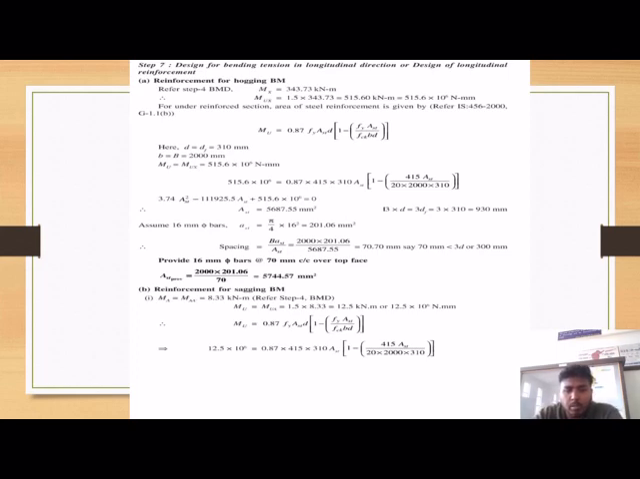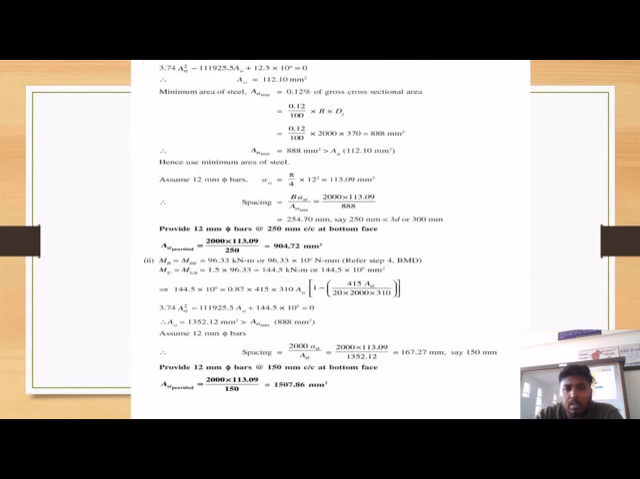Reinforcement for sagging BM. MA is equal to MAA into 8.33 kilonewton meter. Mu is equal to 0.87 fy Ast d (1 minus fy Ast divided by fck b d) = 12.5 into 10 to the power 6 = 0.87 into 415 into 310 Ast in the brackets 1 minus 415 Ast divided by 20 into 2000 into 310.